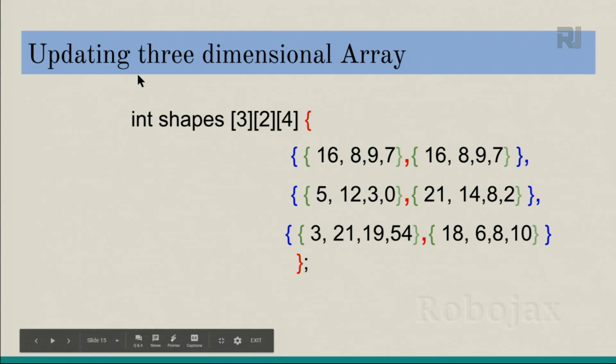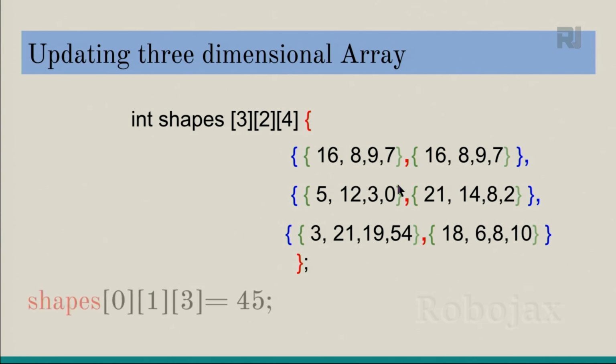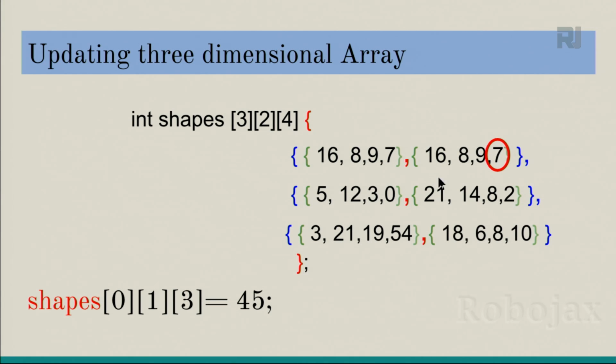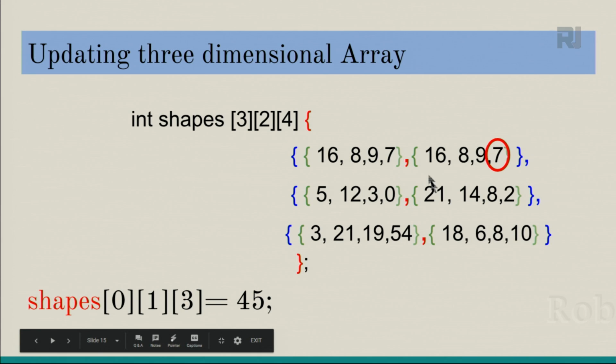Now let's see how we can update an array. If we put something like this, shapes 0, 1, 3, this is exactly the same as before. It will go and update this value, because 0, and then in terms of column 0, column 1, and element 3: 0, 1, 2, 3. So it will update 7 to 45.